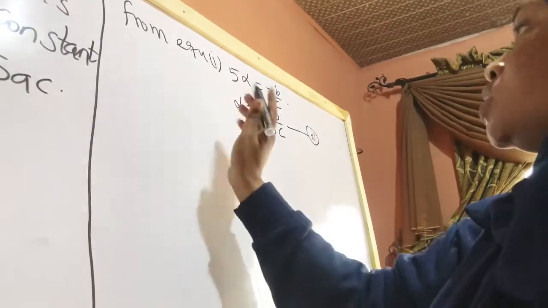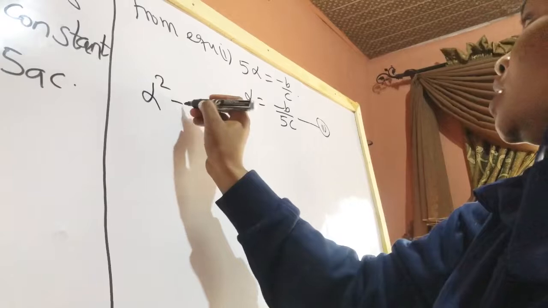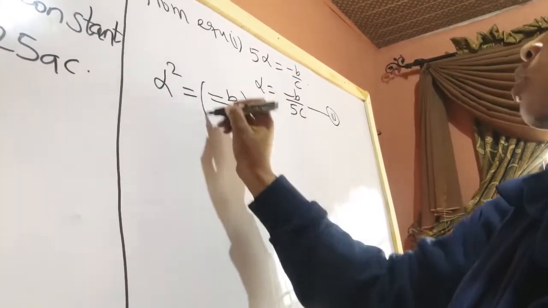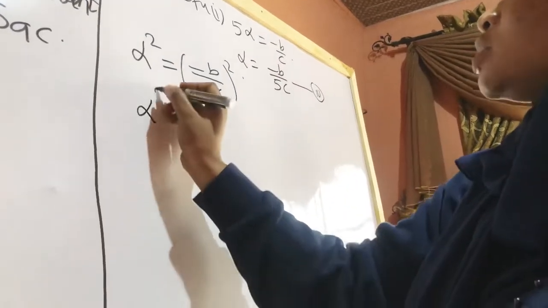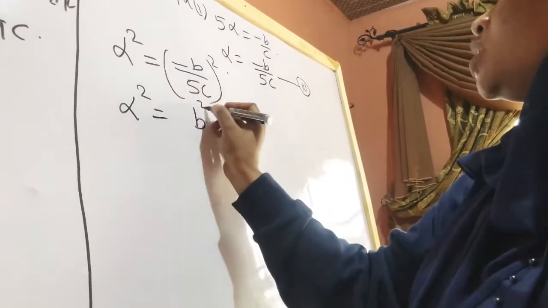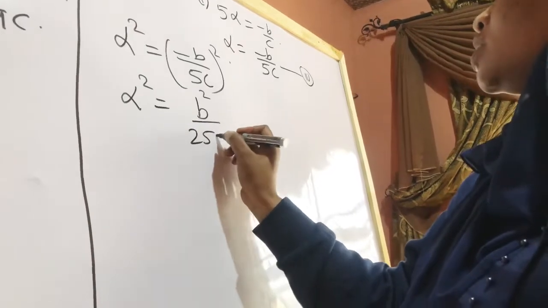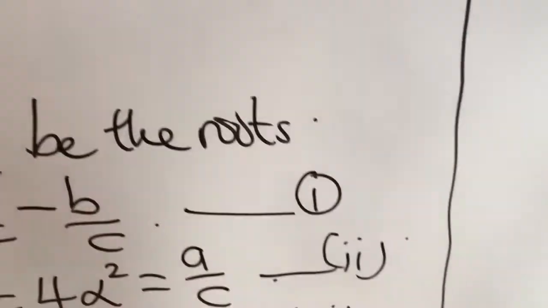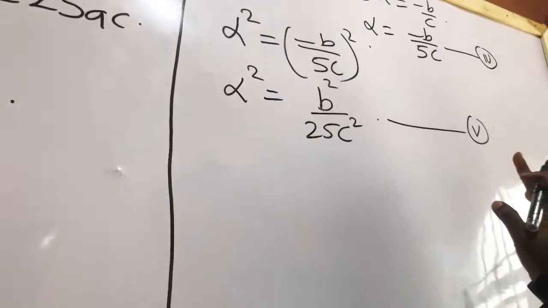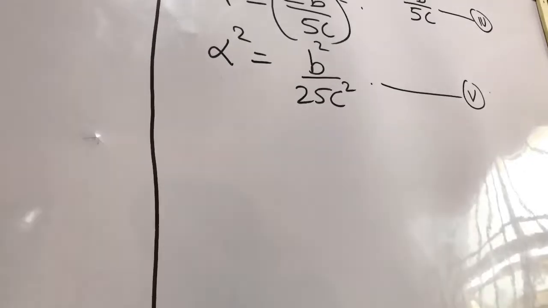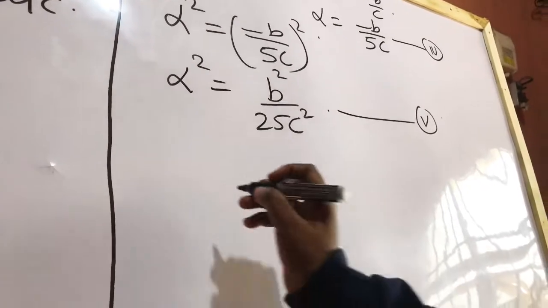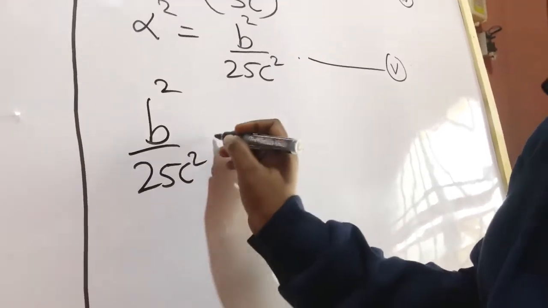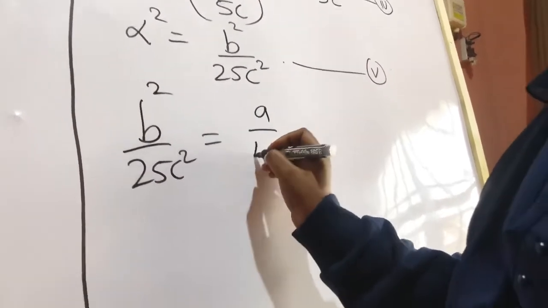So squaring equation 4 gives alpha squared is equal to b squared over 25c squared. Now compare equation 3 and equation 5. They both have alpha squared. That means we can equate the two equations together. So we can say that b squared over 25c squared is equal to a over 4c.